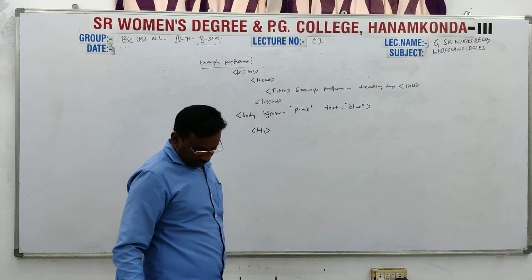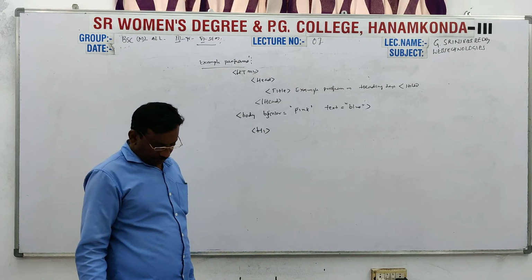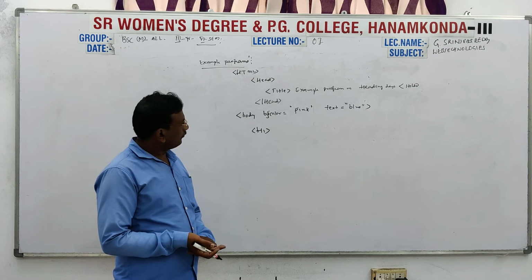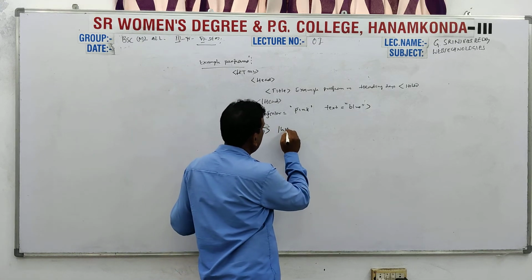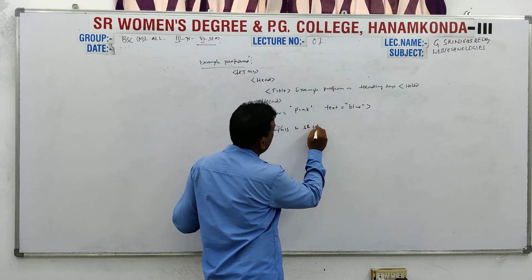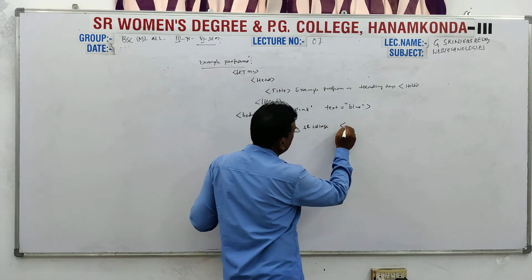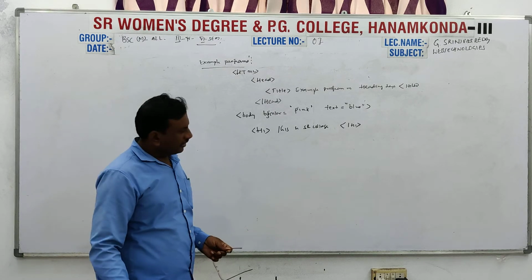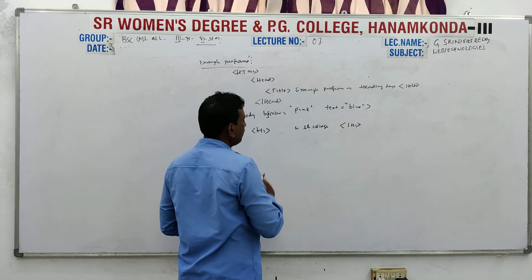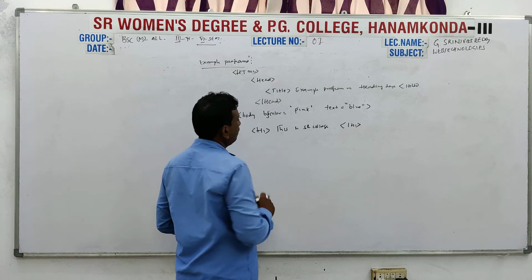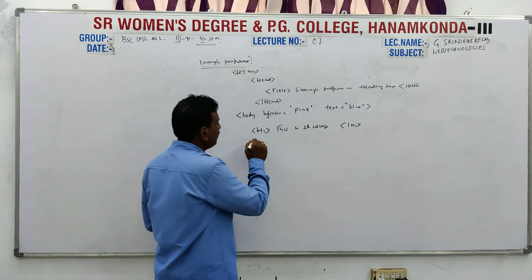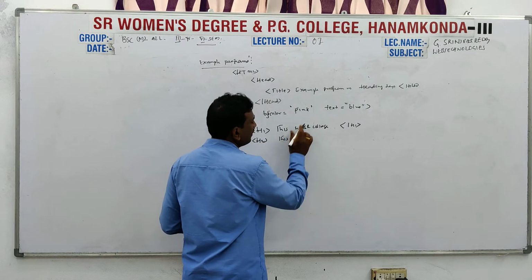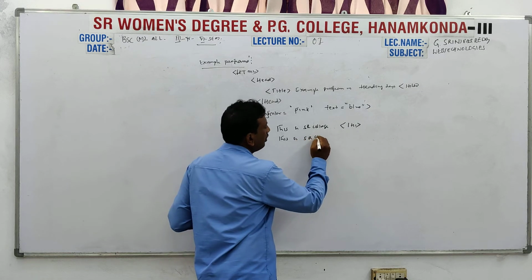H1. This is SR College. H1 close. Here we can write some sentence. Next H2, the same or a different sentence can be written. SR College.